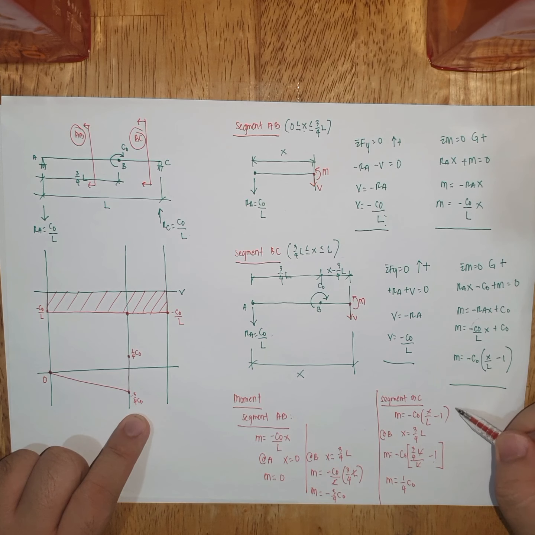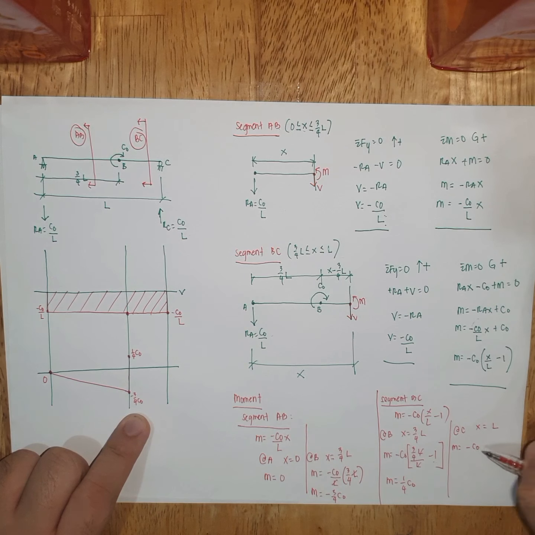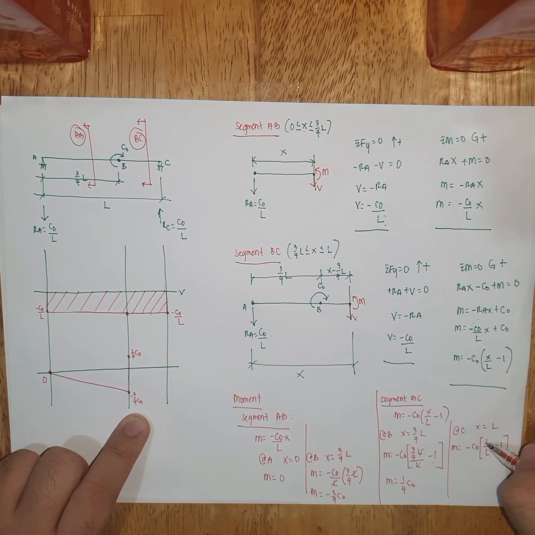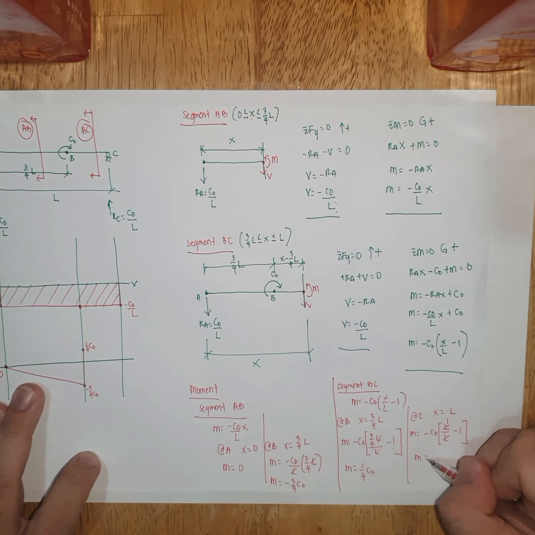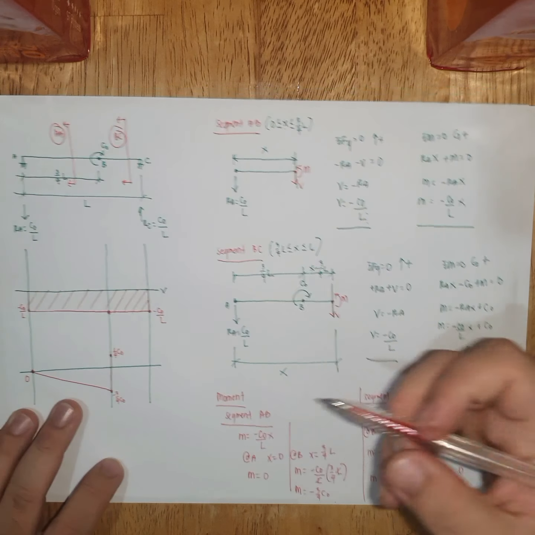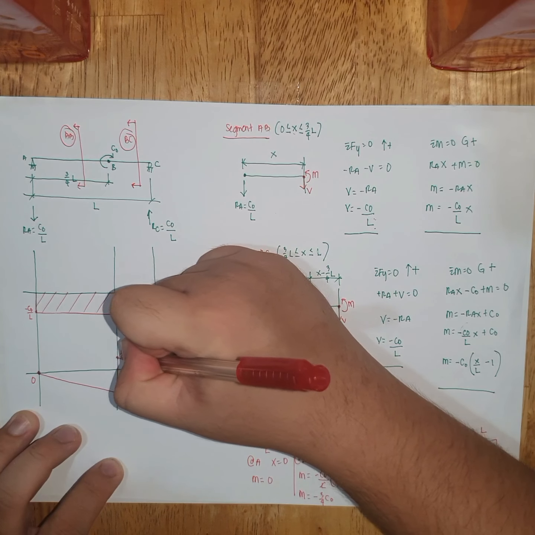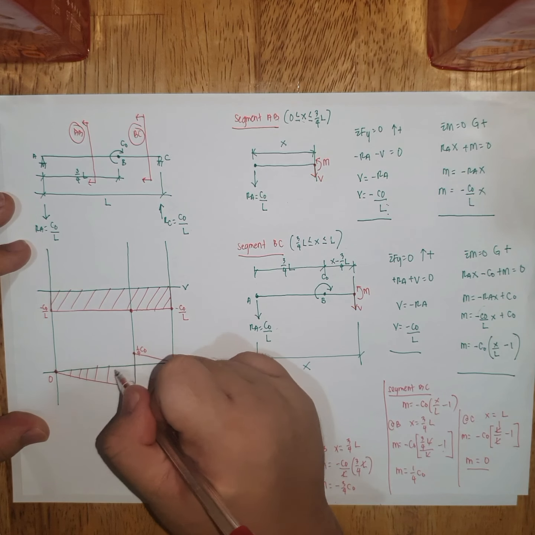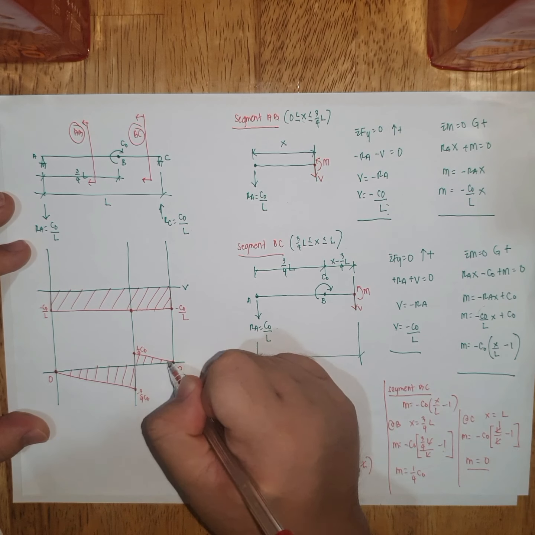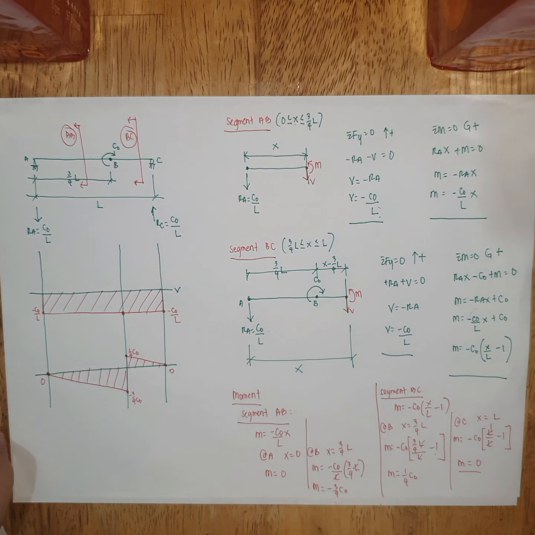Then, para dun sa at C, ang x natin is equals to L. So, yung moment natin will be negative C sub O times L over L minus 1. So, ito magiging 1. So, 1 minus 1 is 0. So, CO times 0 is 0. So, ibig sabihin, magko-close na to dito. Which is correct. Dapat mag-close siya dun sa side na yan. Okay. So, this will be our moment diagram for the given problem.